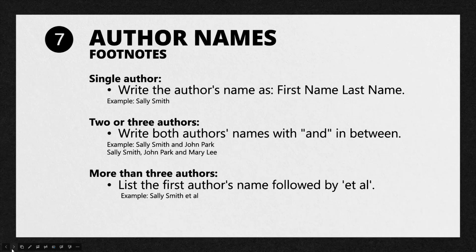Next, if we just talk about author names in your footnotes. So if you have a single author, you write the name as first name, last name. So for example, Sally Smith. If you have 2 or 3 authors, then you write the author names separated with an 'and'. So you've got Sally Smith and John Park. If you had 3 authors, it would be Sally Smith, John Park, and Mary Lee. If you have more than 3 authors for a source, list the first author's name followed by et al., which means and others. So Sally Smith et al., and then continue with the reference from there.